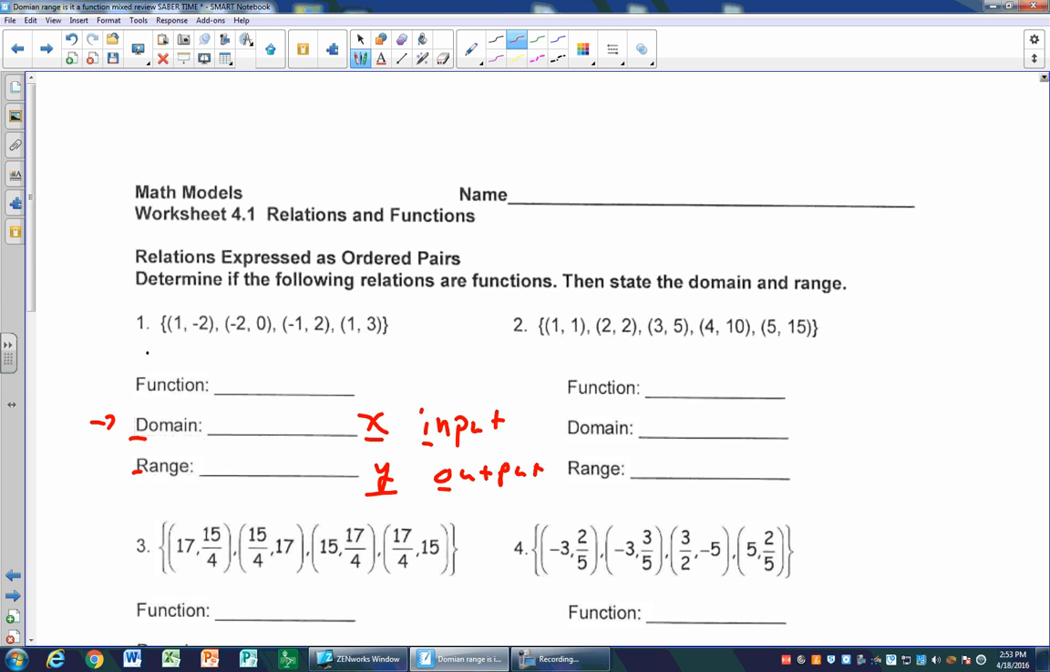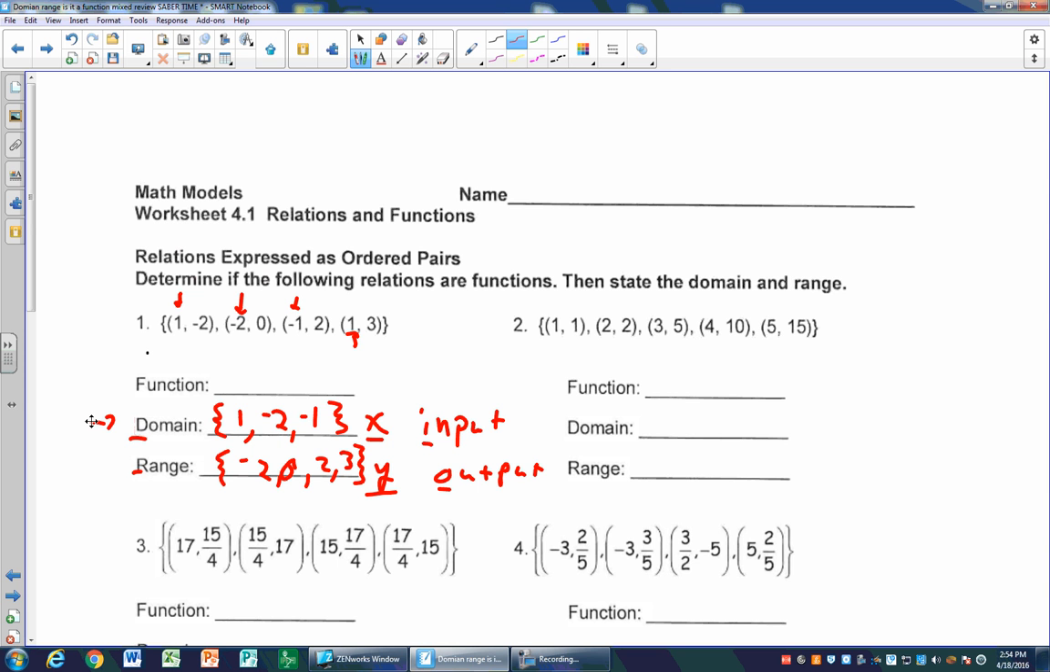So the domain, as it says here, is all of the x values. And all you have to do is put them in braces and list them once. It doesn't say that you have to list them in order from least to greatest. Let's make that a brace instead of a 3. So that's the domain. The range is all the y values. Notice there's more in the range than in the domain.